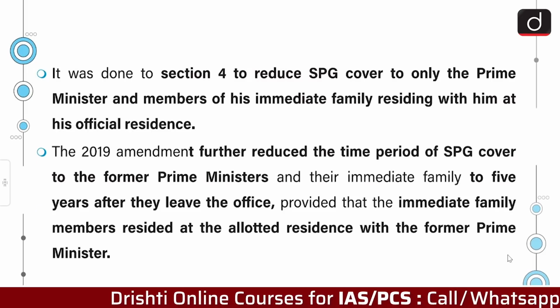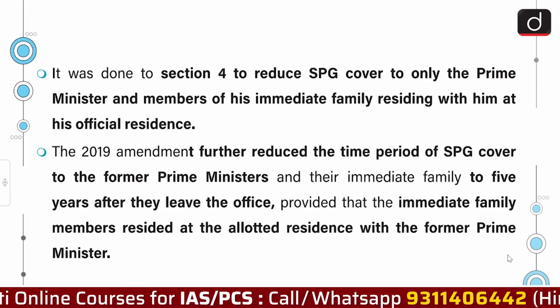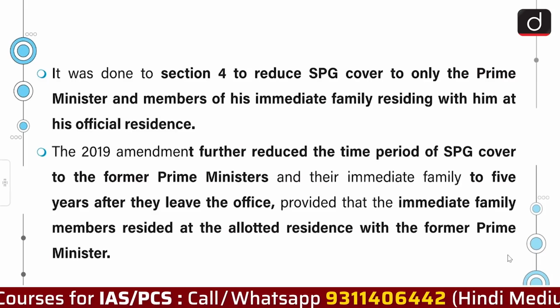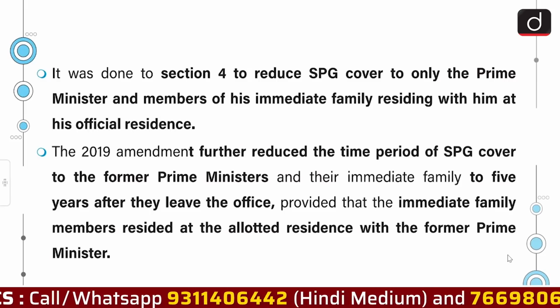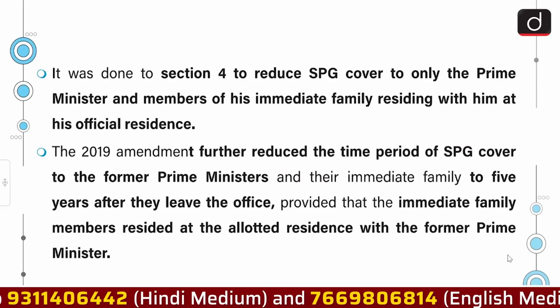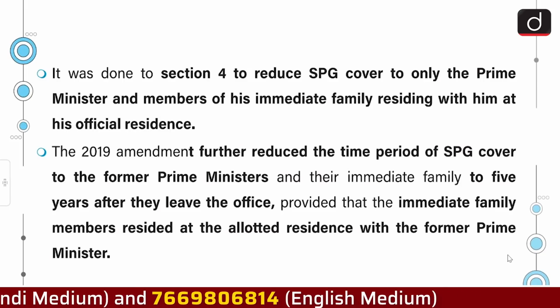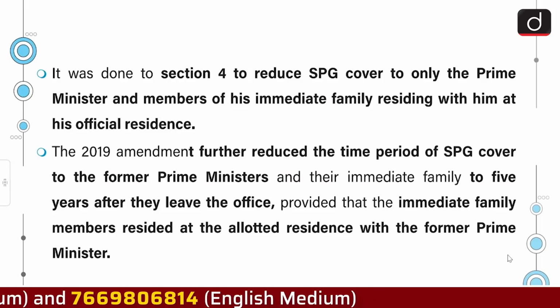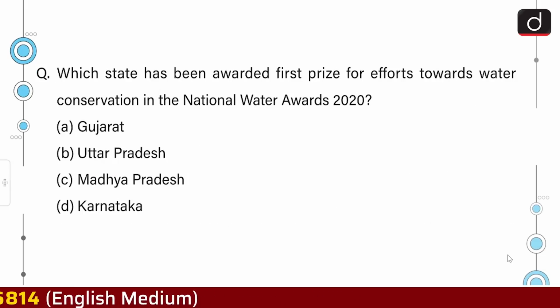And the SPG Act was amended in 2019. If we talk about the section, it's Section 4. In order to reduce SPG coverage to only the Prime Minister and members of his immediate family residing with him at his official residence, the 2019 amendment further reduced the time period for SPG cover to the former Prime Minister and their immediate family to 5 years after they leave the office, provided that the immediate family member resided at the allotted residence with the former Prime Minister.